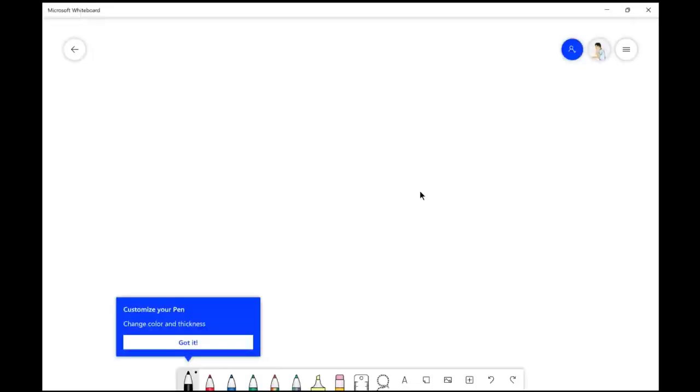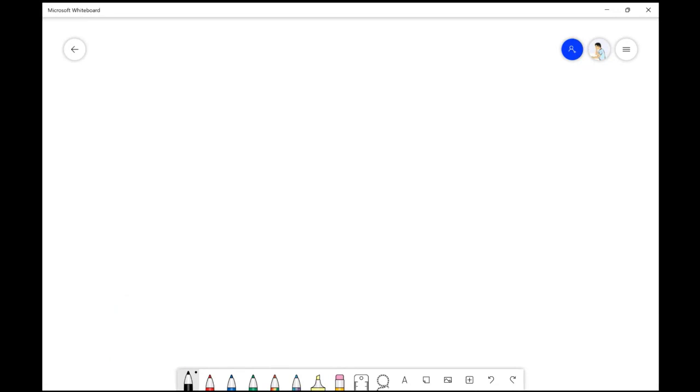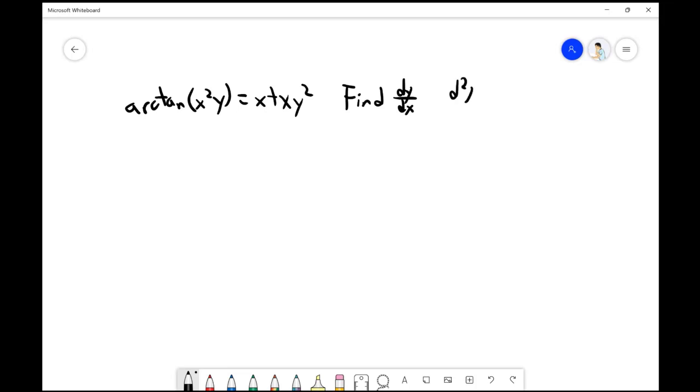So 3.5 is implicit differentiation, and we're just going to do the first problem on the practice sheet, which is arctan of x squared y equals x plus xy squared, and they want you to find dy/dx, which is almost true for implicit differentiation. Sometimes they'll ask you to get d squared y/dx squared, but usually not if it's super complicated. In this case, we just want the first derivative.